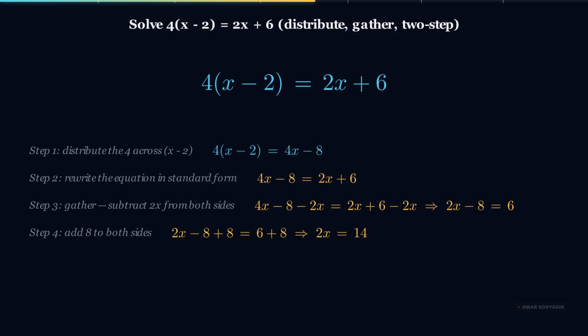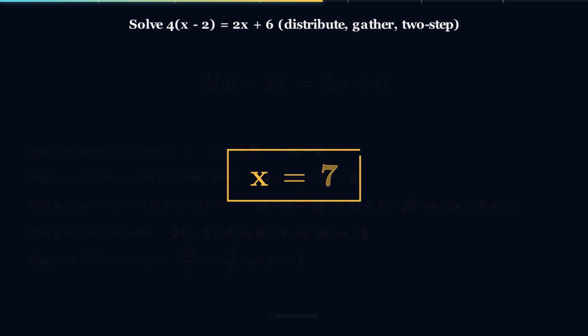Verify: 4 times the quantity 7 minus 2 equals 4 times 5 equals 20. 2 times 7 plus 6 equals 14 plus 6 equals 20. Both sides equal 20, so the solution is verified. So the solution is x equals 7.